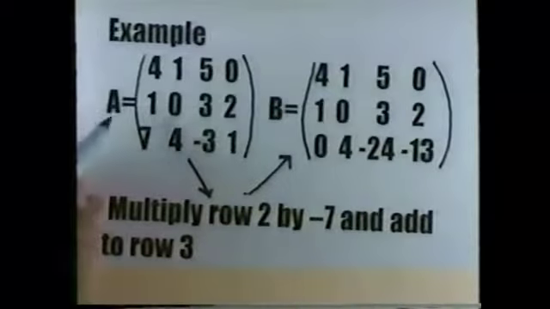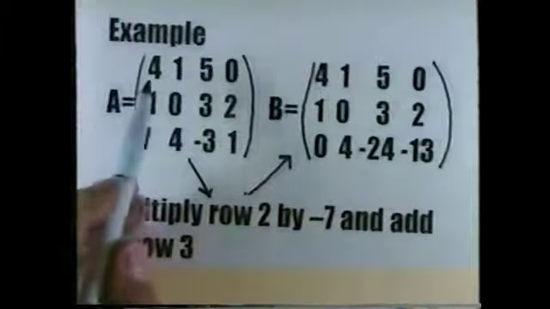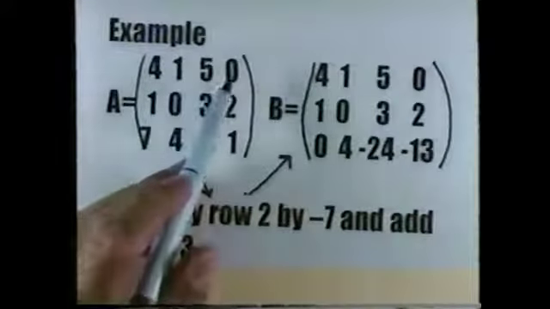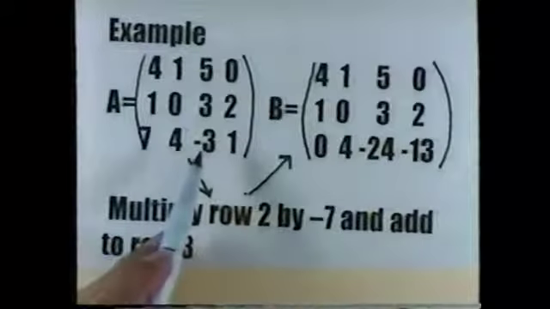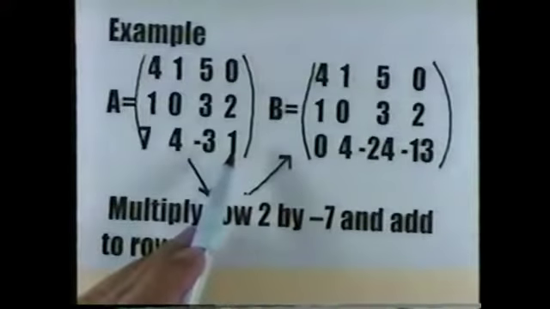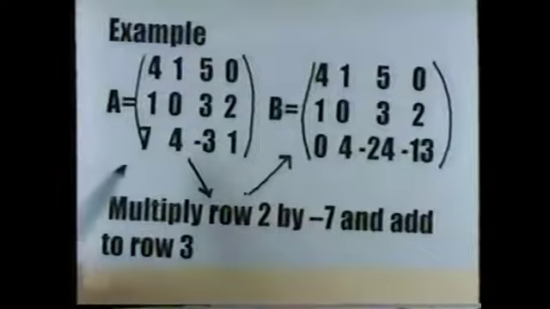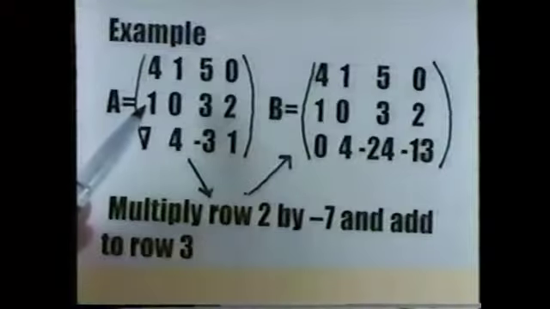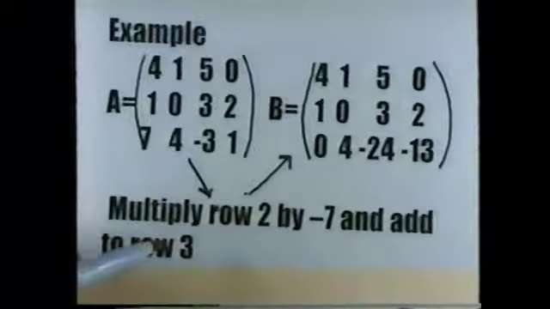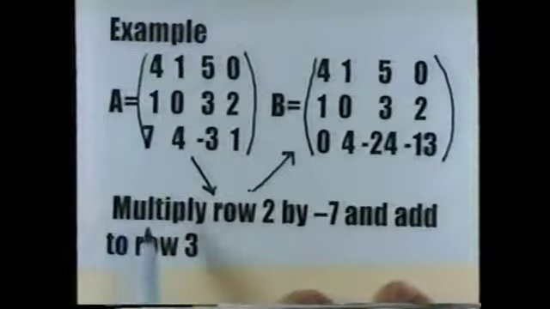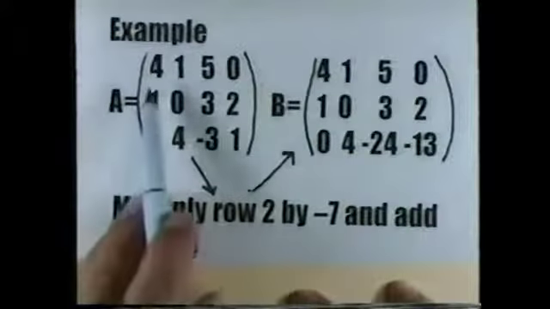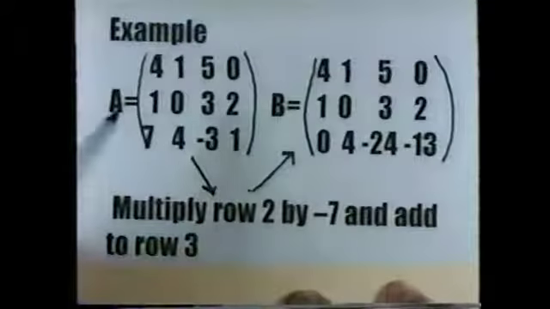Look at matrix A. Matrix A is the matrix [4, 1, 5, 0; 1, 0, 3, 2; 7, 4, -3, 1]. Now if I multiply row 2 by negative 7 and add to row 3, I get matrix B. So we performed the elementary row operation, which was to multiply row 2 by negative 7 and add to row 3. So I left row 1 the same.